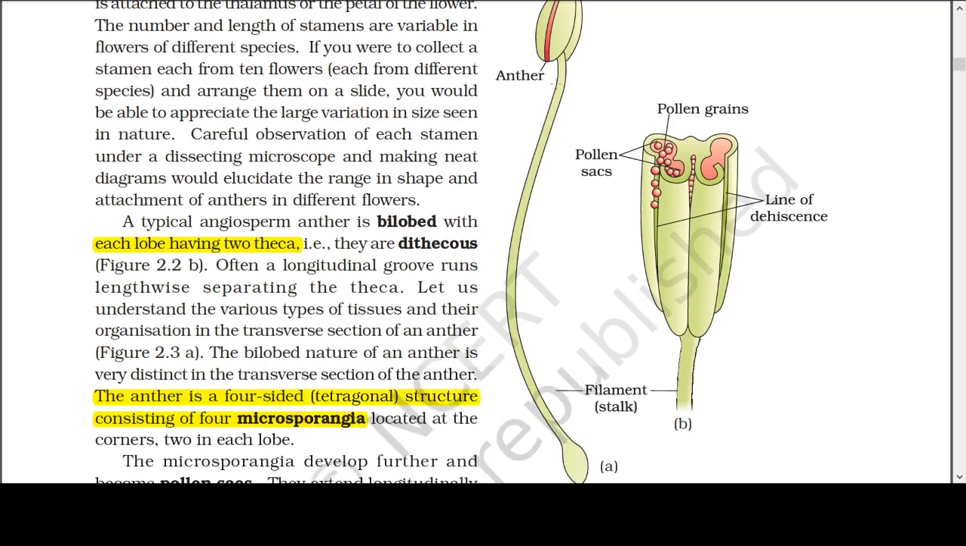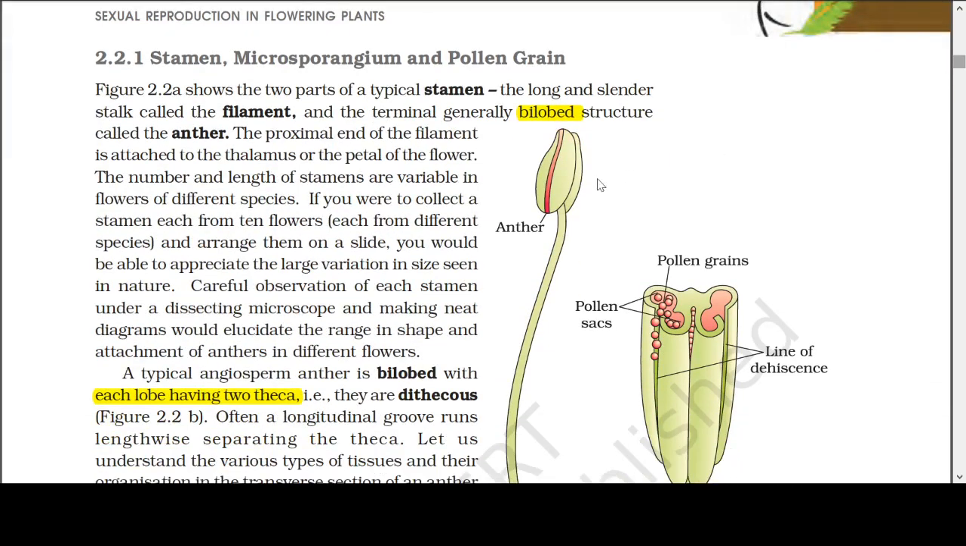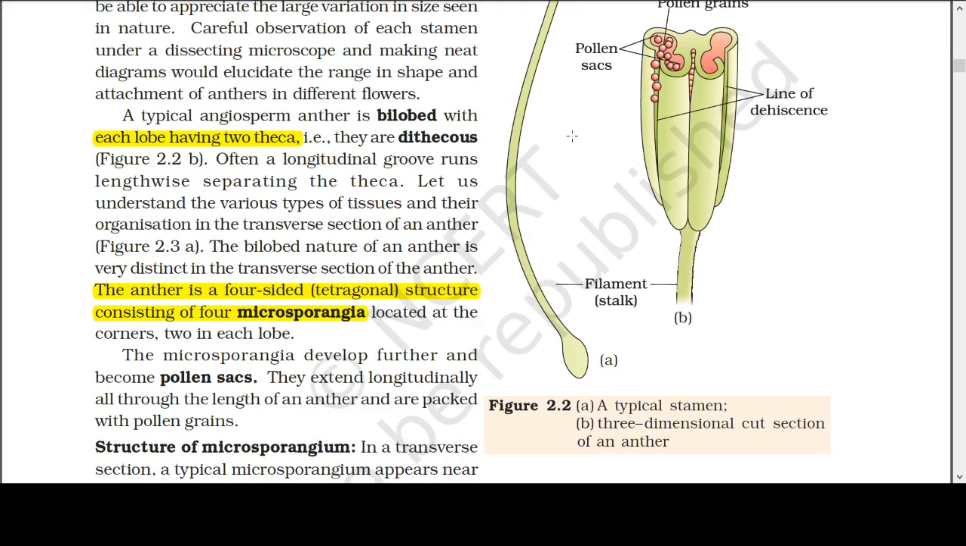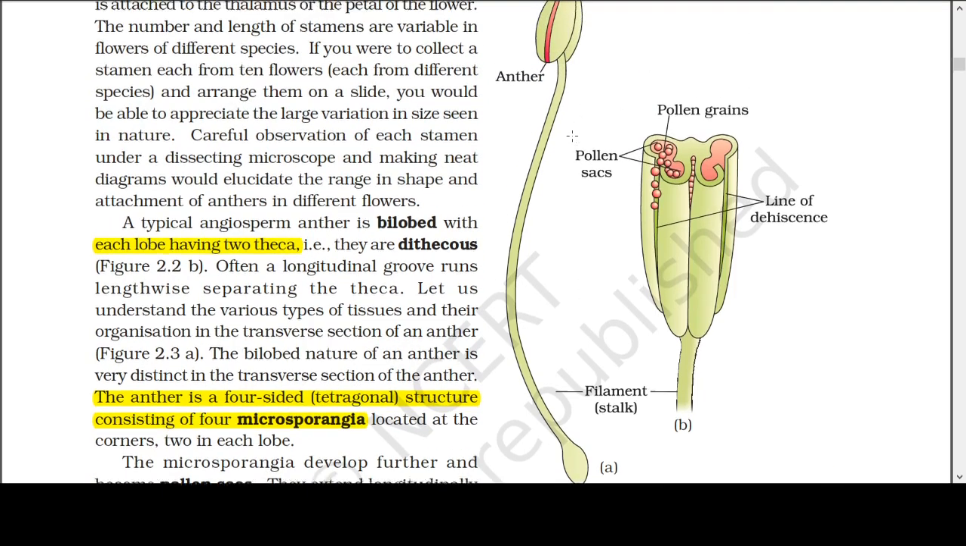This filament has at the anterior portion a structure called the anther. This anther is bilobed in structure, having 2 lobes. The filament at the end may be attached to the petals, to the thalamus, or to the tepals. So there are different kinds of attachment of the filament to the flower.